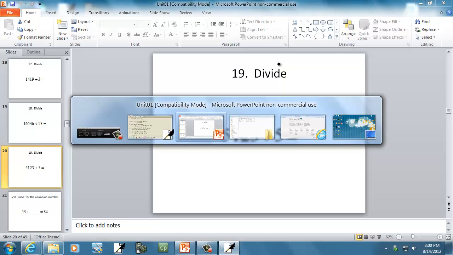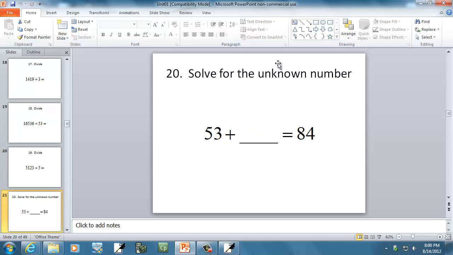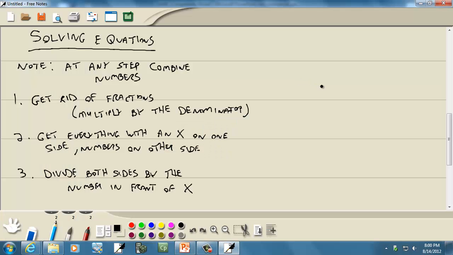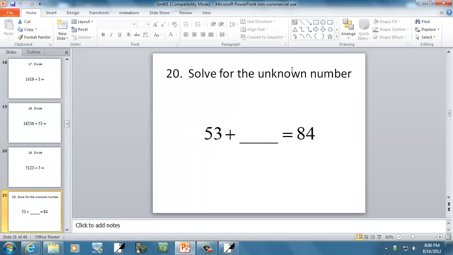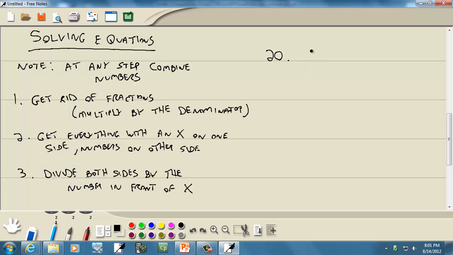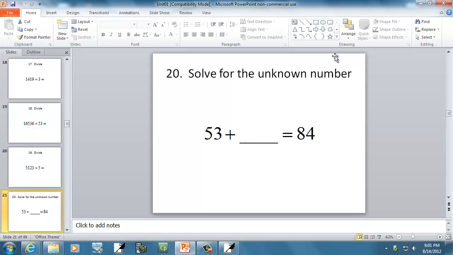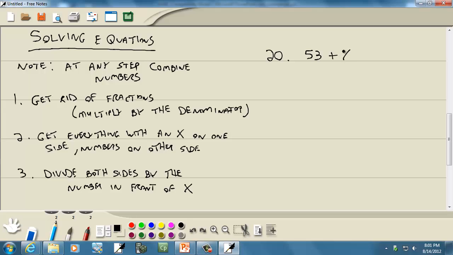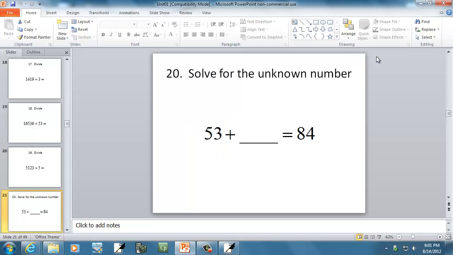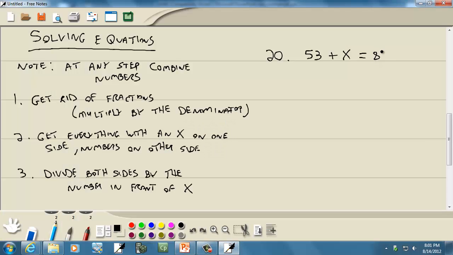So let's look at the next problem. 20. It says solve for the unknown number. It says 53 plus blank equals 84. Well, where the blank is, I'm going to put an x in. X is a variable. It represents a number we don't know. So we're trying to figure out what to add to 53 to give us 84. Now, don't try to do this in your head. A lot of these you can do in your head. The idea is to get these steps down.